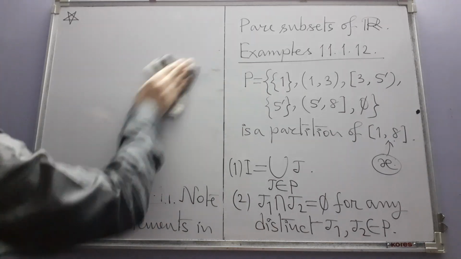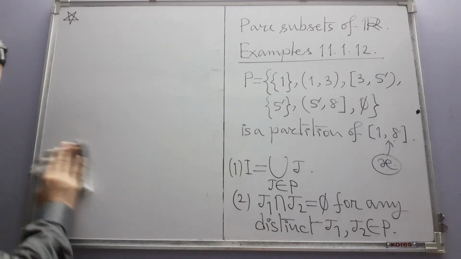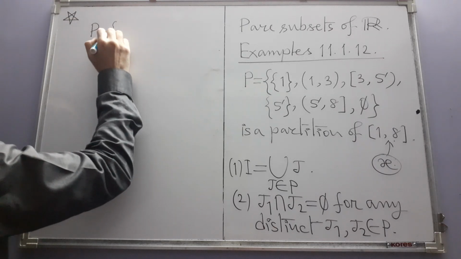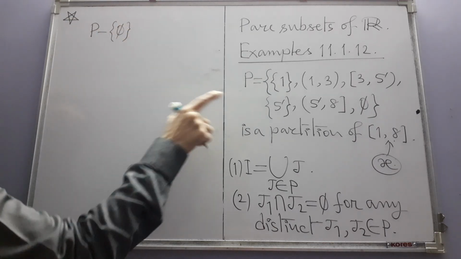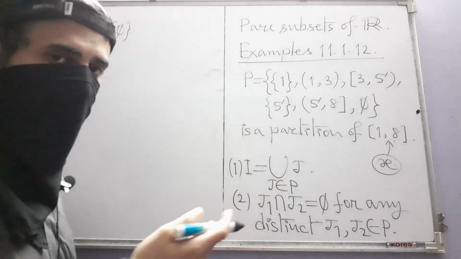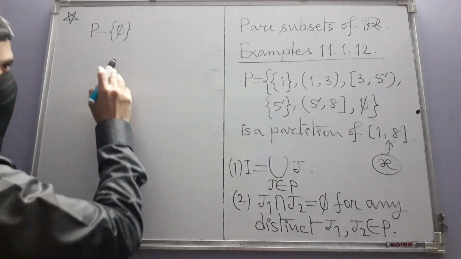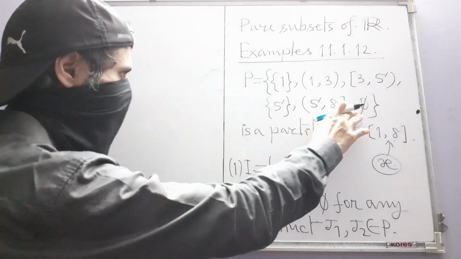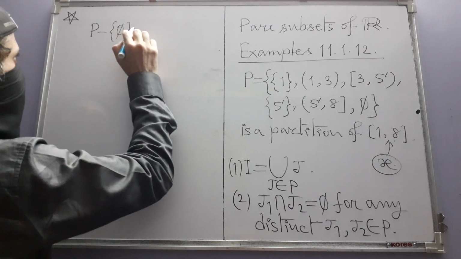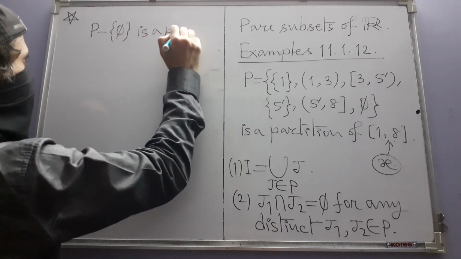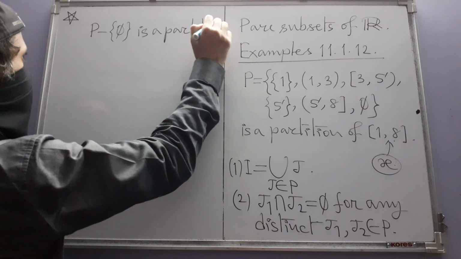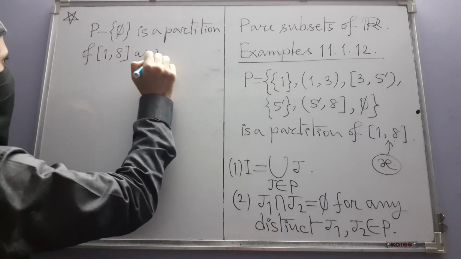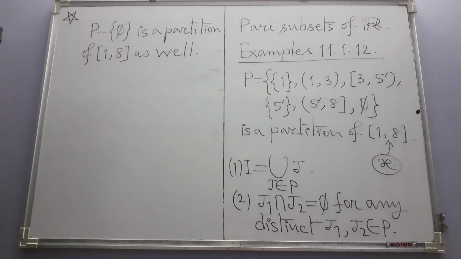Now one may note that this is also a partition if from P you remove that empty set, which seems to be playing no purpose at all. It's just simply there, it's not causing any problem, but also if you remove it, you still get a partition as well.